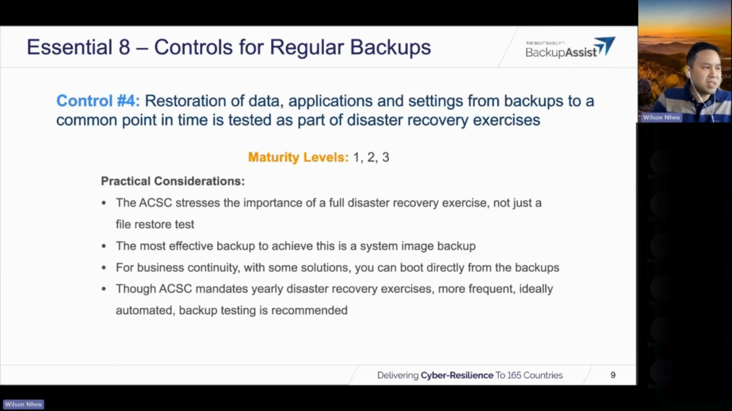The last point here is that although the ACSC mandates a yearly disaster recovery exercise, we highly recommend, and so do most other experts, that you do your backup testing more frequently than that, and ideally with an automated process.